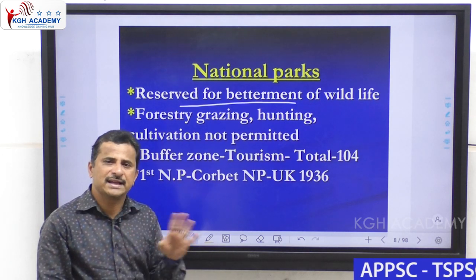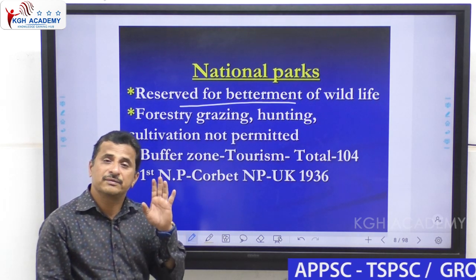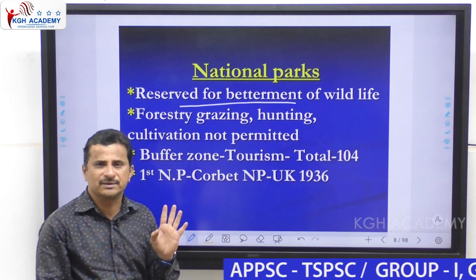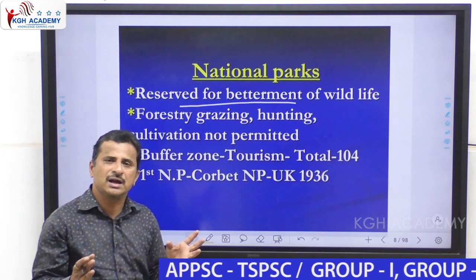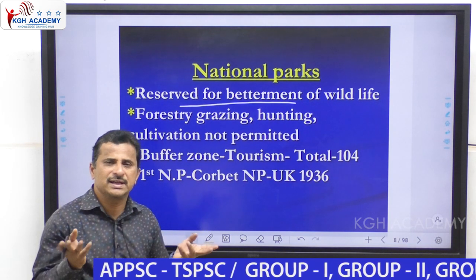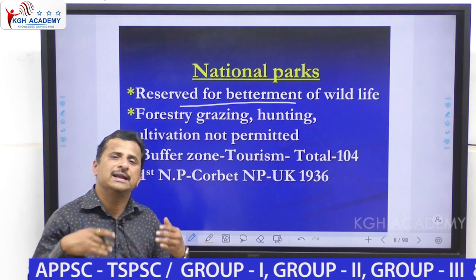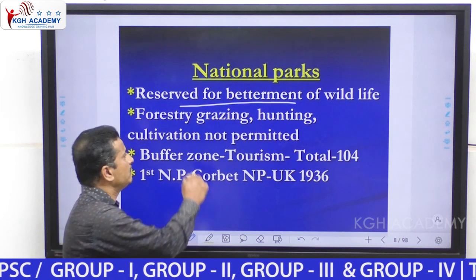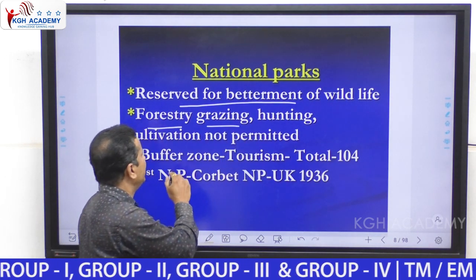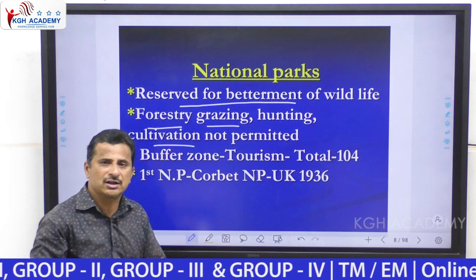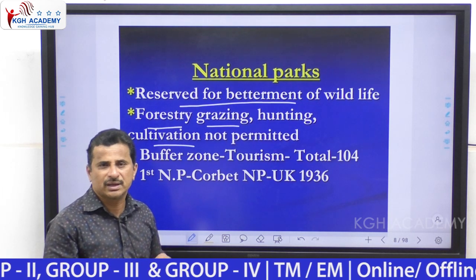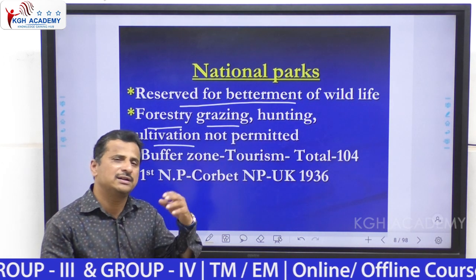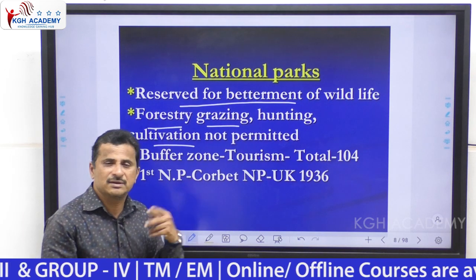Here in national parks, they do not give preference to any particular organism. So in that natural area, all organisms continuously develop, grow and increase their number. In a national park, forestry, grazing, hunting and cultivation, etc. are not permitted. Local people cannot enter these national parks.